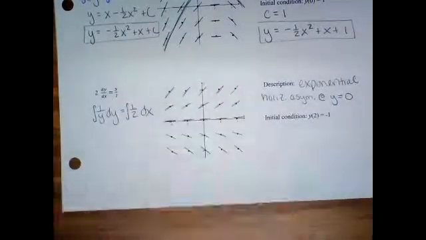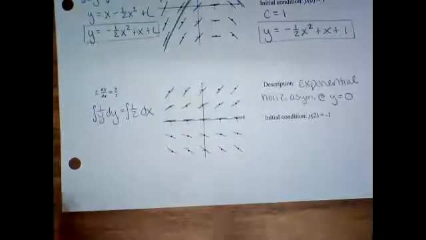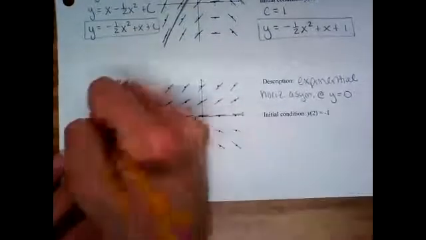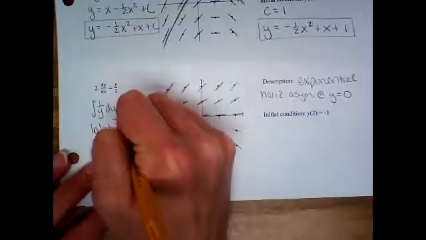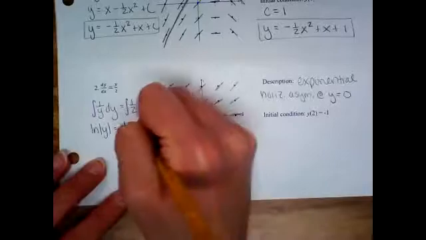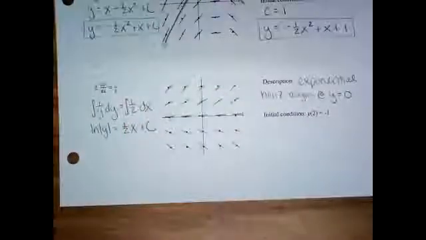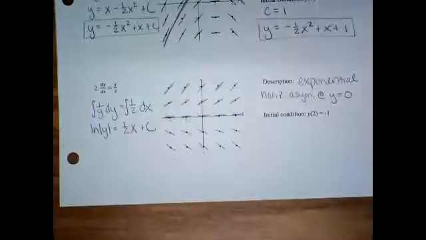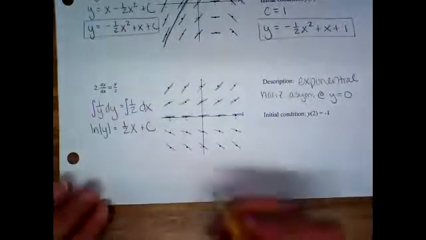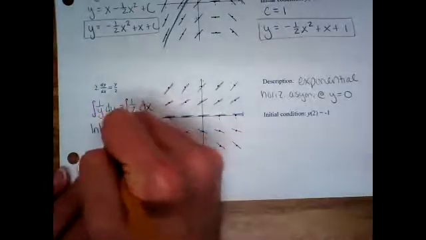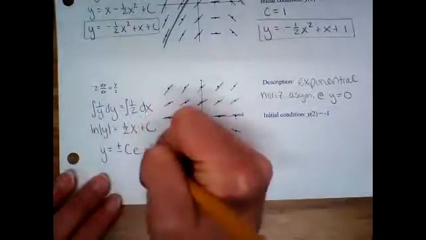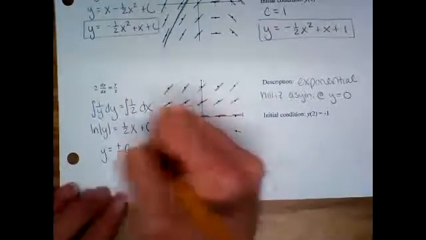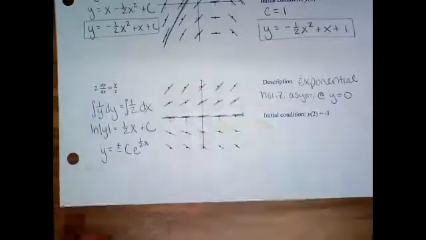And then antiderivative. So what do we get on the left? ln, perfect. And then over here, 1/2 x plus c. And then we want to get y by itself. So you're going to exponentiate. So it's going to be y equals, good, plus or minus c e to the power 1/2 x, good. The plus minus comes from the absolute value.